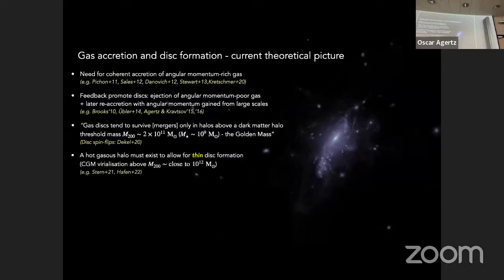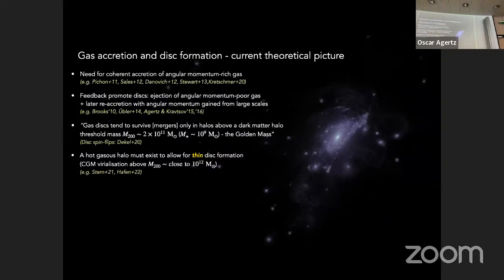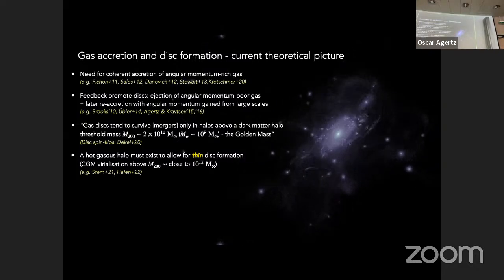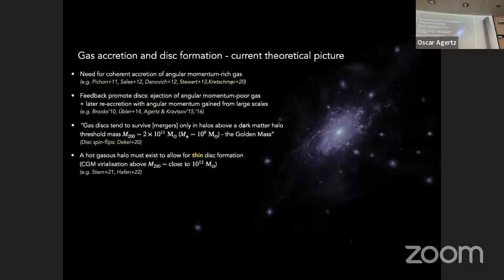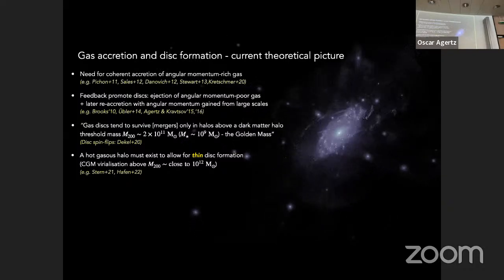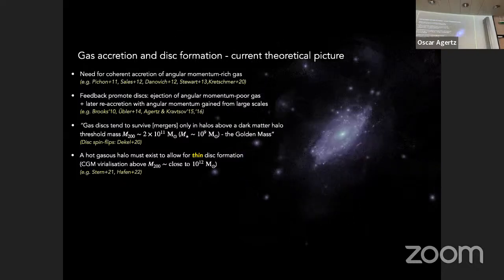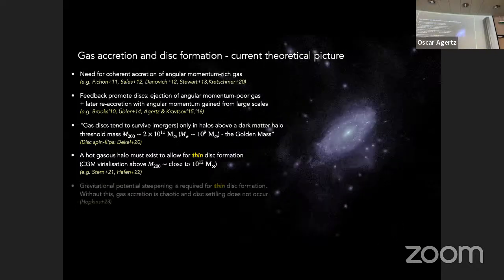Then there's a big discussion going on right now: that can build disks, but how do you get a thin disk, a razor thin disk? There's a push from certain parts of the community that you need the circumgalactic medium to virialize, meaning you have to have a hot corona in place. Otherwise, you only get thick, weird disks. There's no agreement in the community yet, but it's something that's being developed.